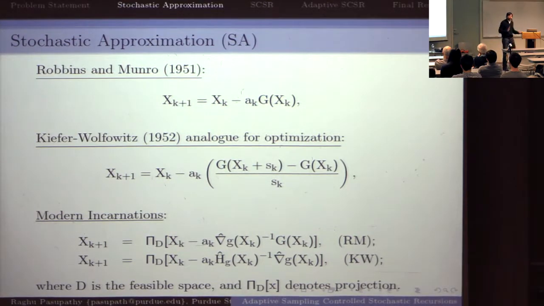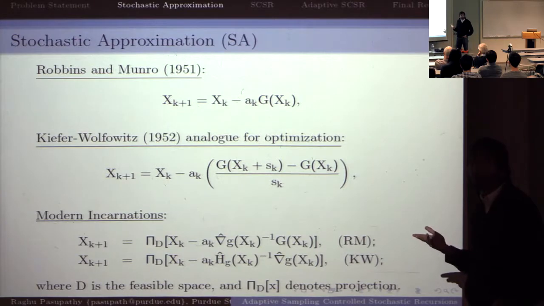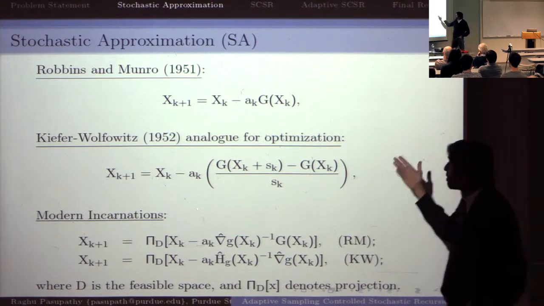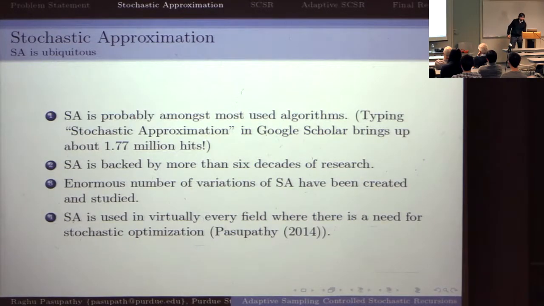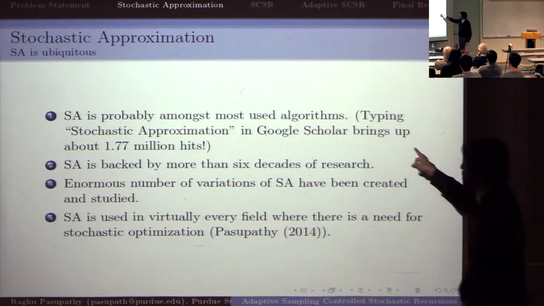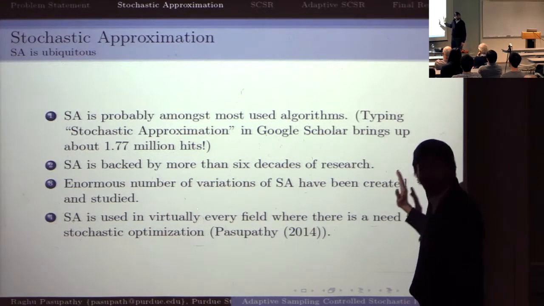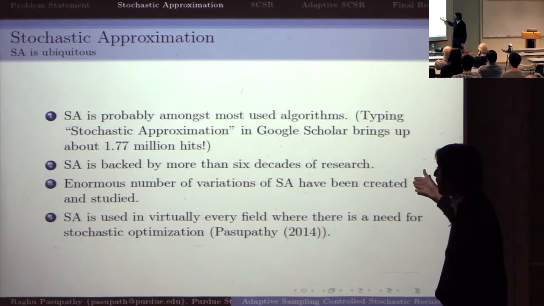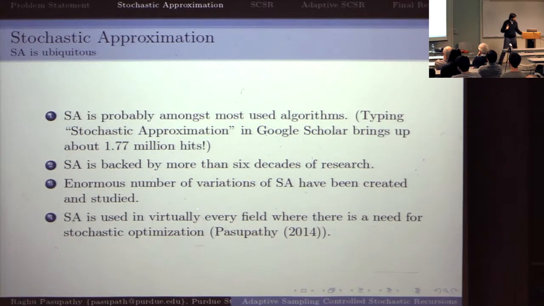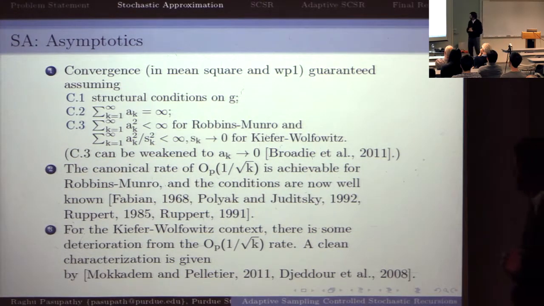And over the last 6 decades, an amazing amount of development has happened on this recursion. Pretty much, if you come up with a question on the theoretical property of stochastic approximation that's not been studied, it's difficult to find a question of that sort. For example, just before coming, I typed stochastic approximation in Google Scholar, and it gave me about 1.77 million hits. It's just quite stunning how pervasive this is. Stochastic approximation has an enormous number of variations, more than 6 decades of research. So there's no question on its popularity.